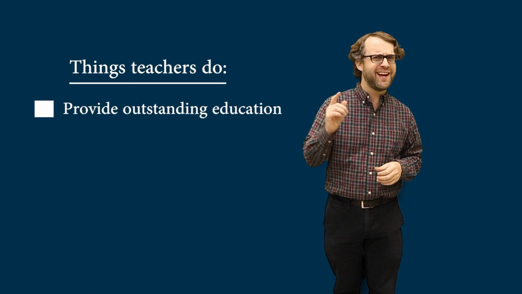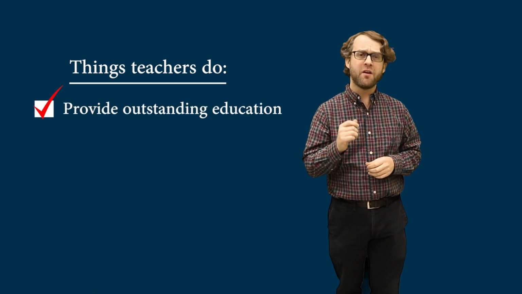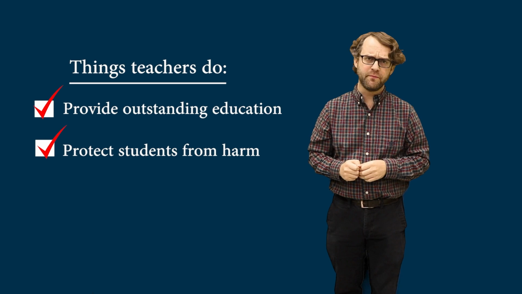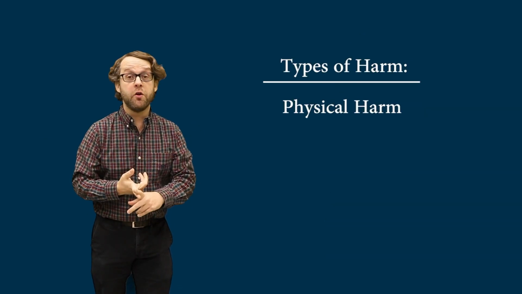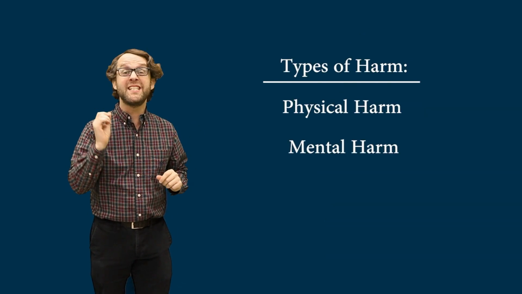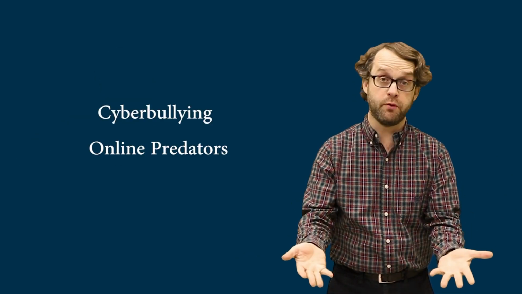Not only providing them with an outstanding education, but also protecting them from harm. That could potentially mean physical harm, mental harm, or technological harm. What comes to your mind when you think of ways a student could be harmed using technology? You're probably not thinking about Skynet sending an army of T-800s from the future to destroy John Connor, but maybe you're thinking about cyberbullying or online predators.